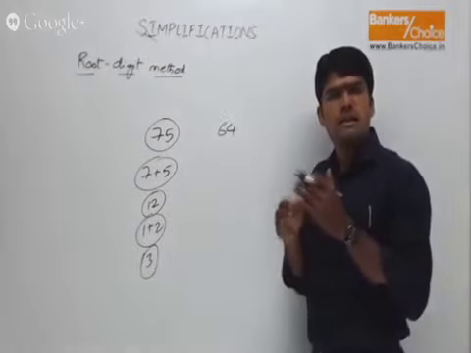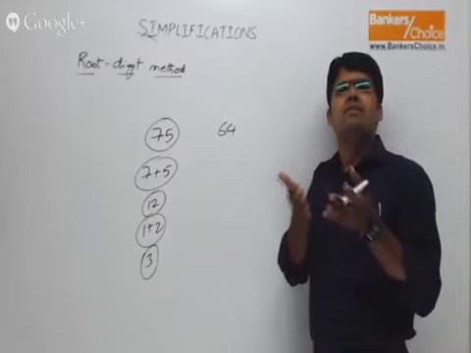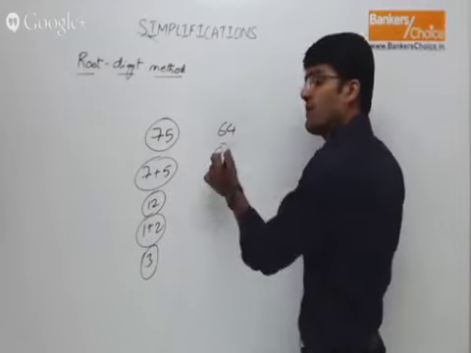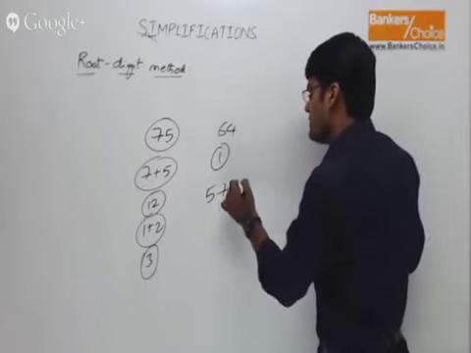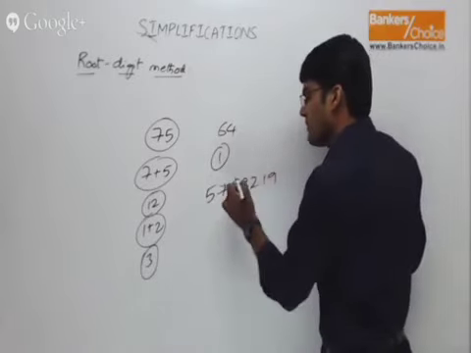Likewise, 64. What's the root digit? 6 plus 4, 10. 1 plus 0. 10 is what? 1 plus 0. Root digit is 1. If I give you a number 574321, what's the root digit?